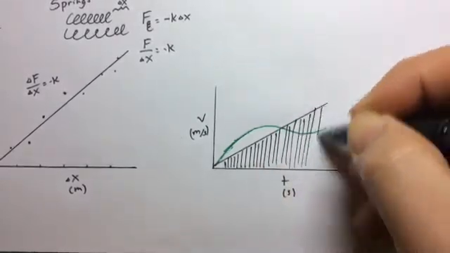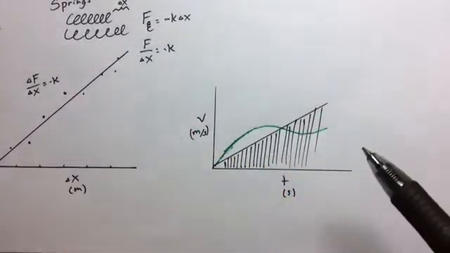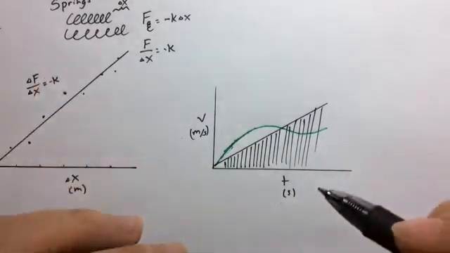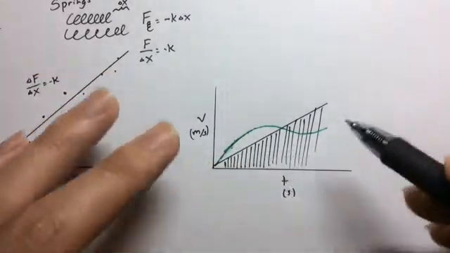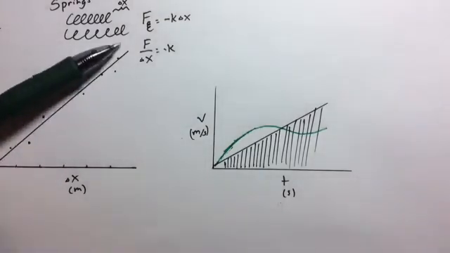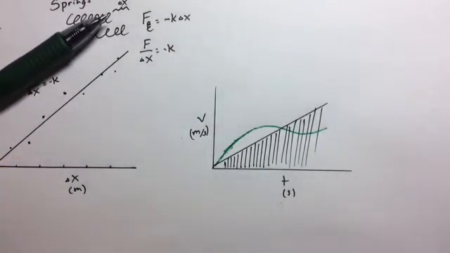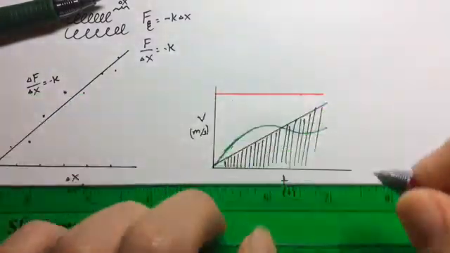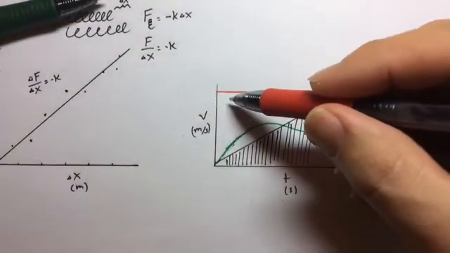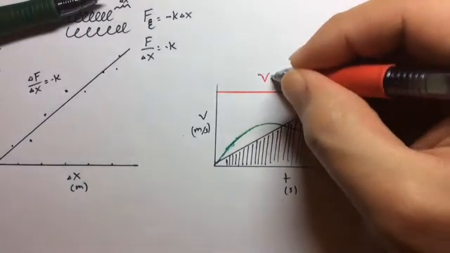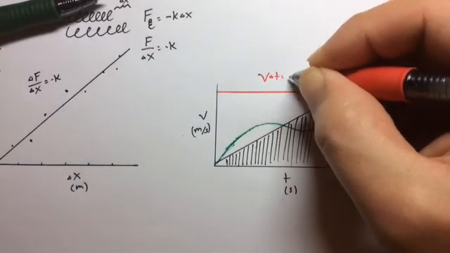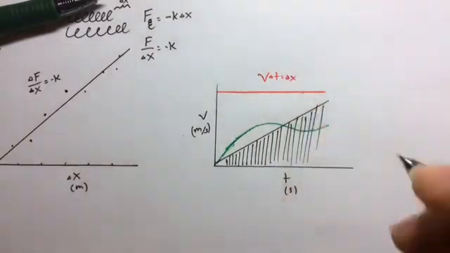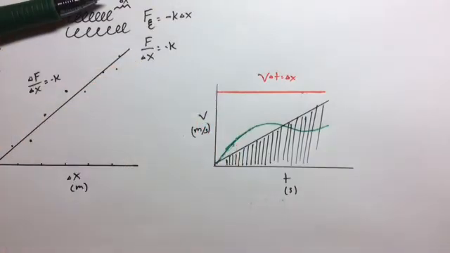Okay, let's use that black line for now. The area underneath that line tells you how far it went. Velocity times time gives you how far you went. If your velocity was a constant, then if we took velocity and multiplied by a change in time, that should give us a change in position. And you should be familiar with this by now.